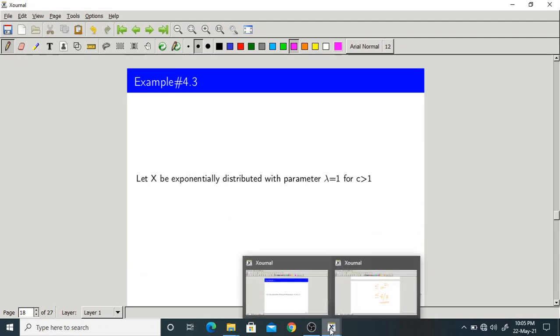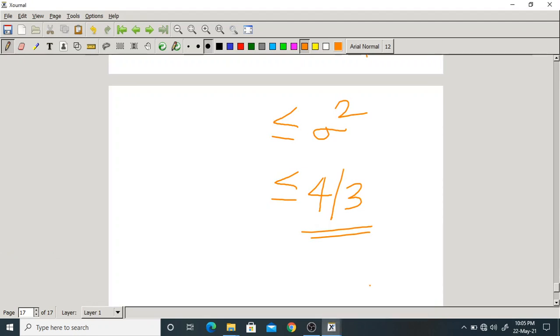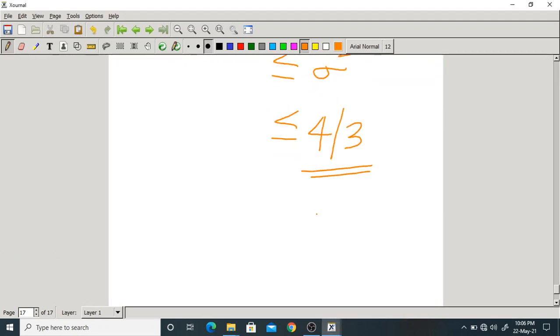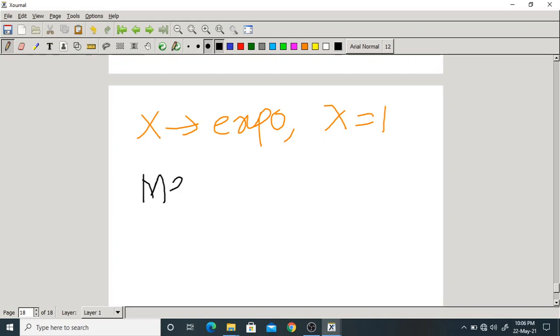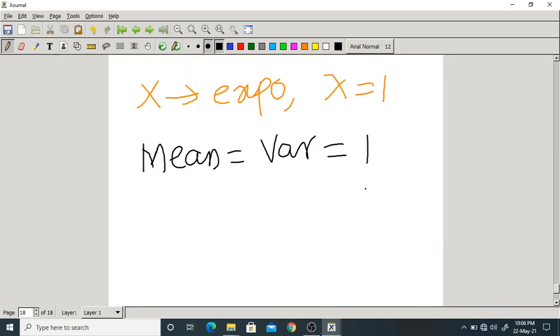X is exponentially distributed with parameter lambda equal to 1, for c greater than 1. So here x is exponential with lambda equal to 1. Simply I can say that if lambda equal to 1, mean and variance are both equal to 1. Why? Because they are 1 by lambda and 1 by lambda square. We have done these calculations in the last classes.